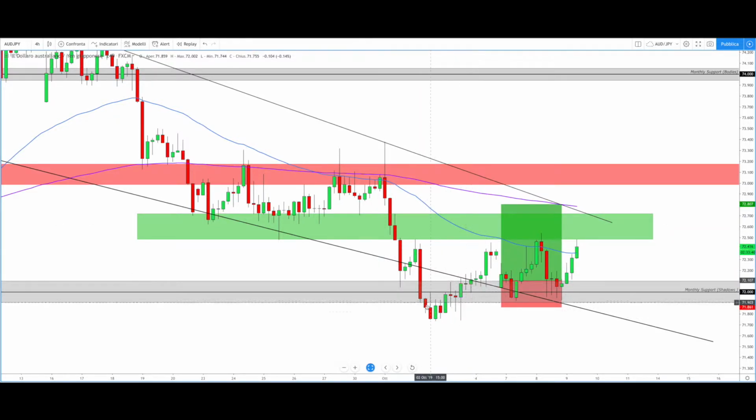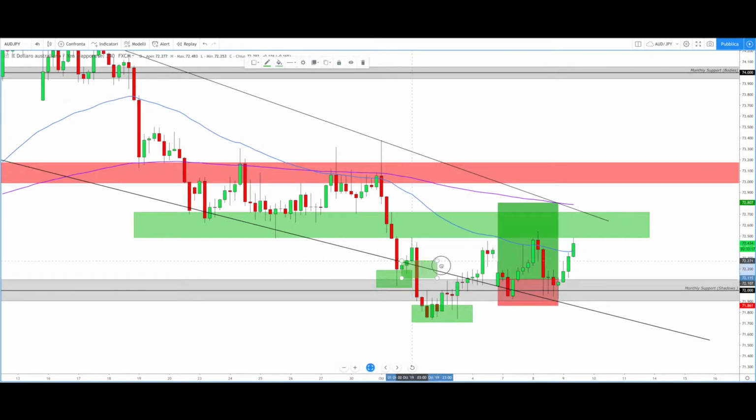We have here the first break of this monthly support, and then this comeback with a weekly closing above this key level, a clear bullish signal. But we can see that the price here was forming a clear inverted head and shoulders, and for this week I shared with you a setup.